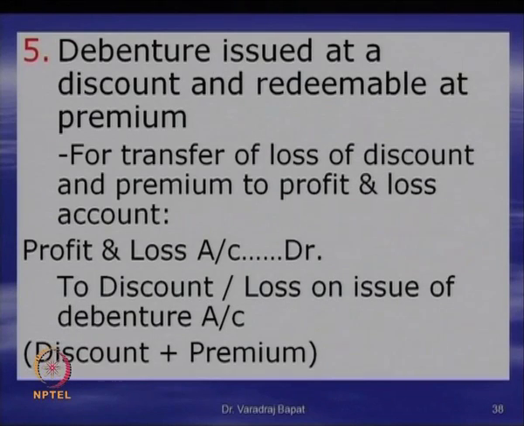Now let us take case number 5. In case number 5, the debentures are issued at discount but they are redeemed at premium. So company has losses on both the sides. It is being issued at 97 and being redeemed at 106. So this 9 rupees loss, 3 plus 6, will be transferred to P&L. So entry will be P&L account debit to discount or loss on issue of debentures account.